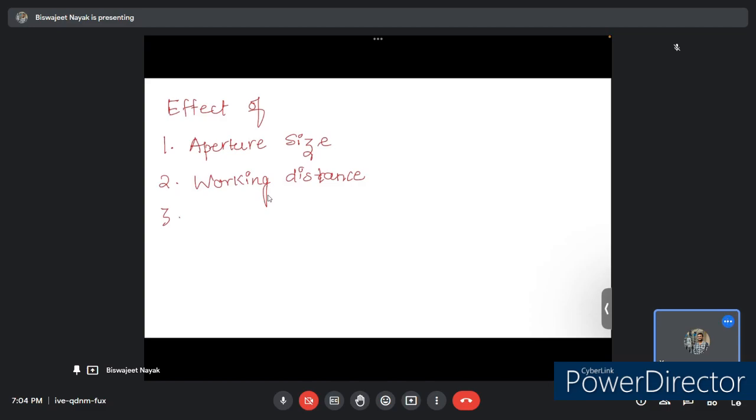And third, condenser lens strength. So this also, by increasing the condenser lens strength, we will be able to reduce the probe size, which will eventually help us in getting better resolution.